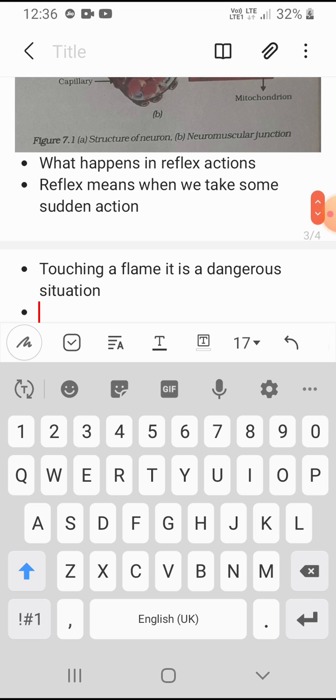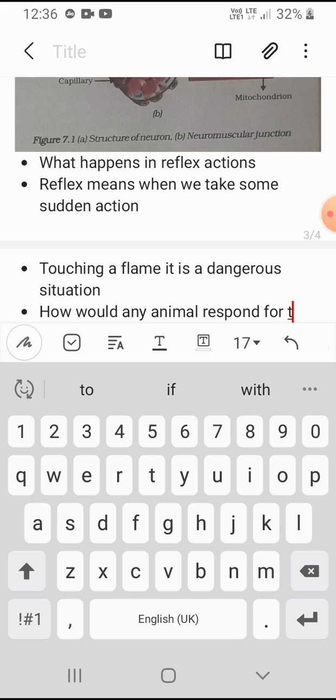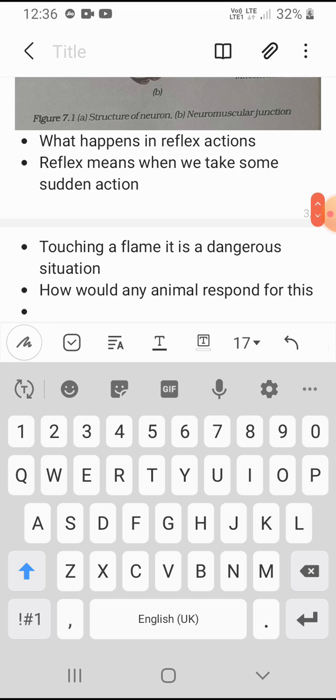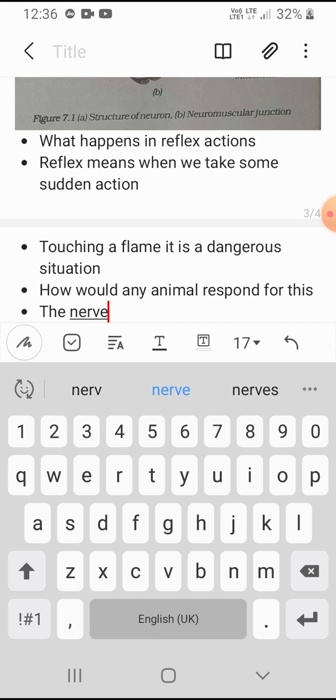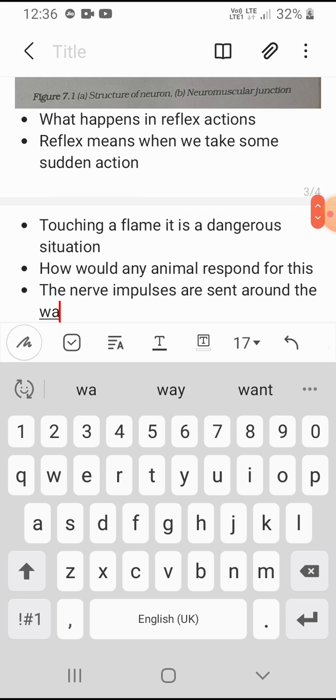What happens in that? When you are touching a flame, how would any animal respond to this? Maybe that may be your question. What happens is the nerve impulse, as I said, the message that goes to the brain. Nerve impulses are sent around the whole body.